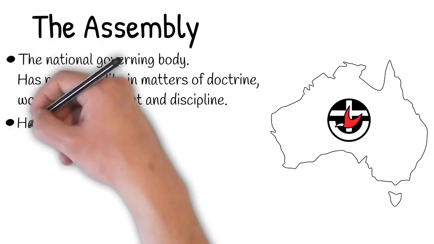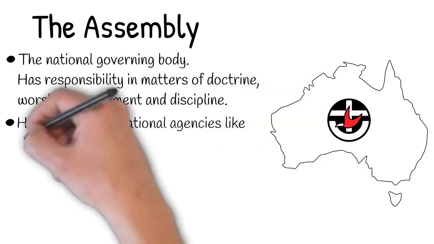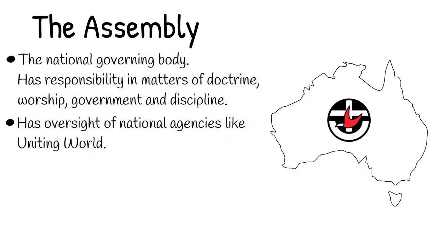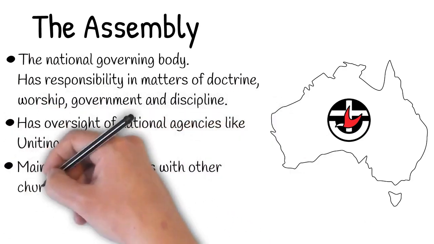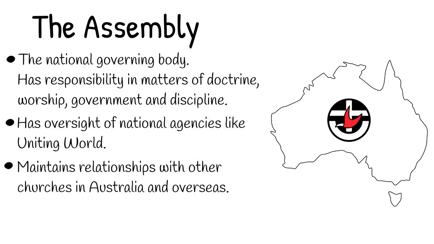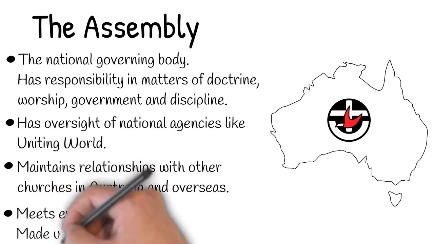The National Assembly also has oversight over national agencies within the church, agencies like Uniting World. And the National Assembly also are the ones who maintain our relationship with other churches and denominations, both within Australia and overseas. The Assembly meets every 3 years and is made up by members who are appointed by each of the synods.